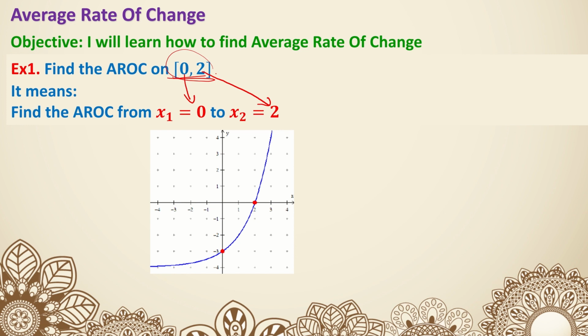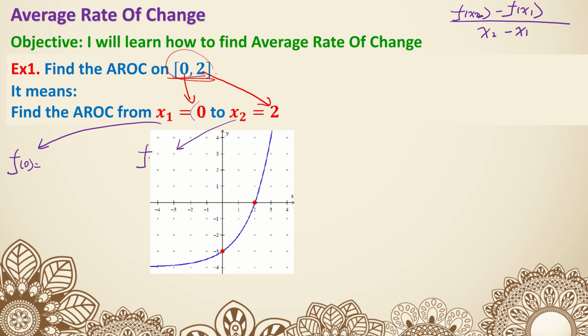In the last unit, when we learned about key features, we learned to identify different values on the graph. Let me write the formula on the top. f of x2 minus f of x1 over x2 minus x1. x2 and x1 are given in the interval. So now it's time to identify f of x1 and f of x2. If x1 is 0, you're trying to identify f of 0. If x2 is 2, you're trying to identify f of 2.